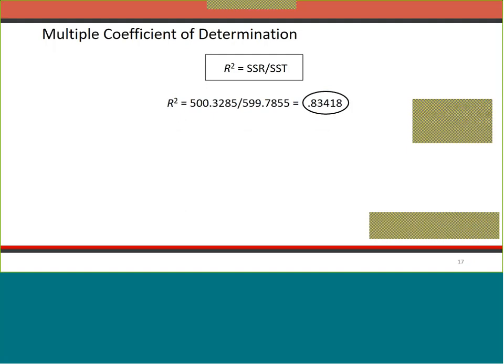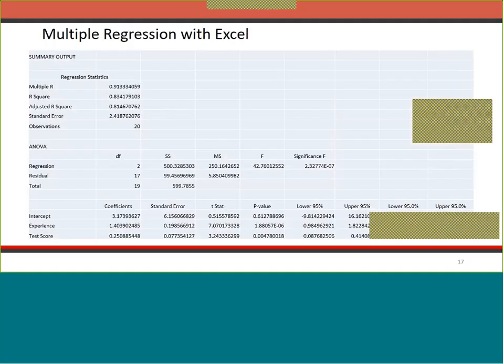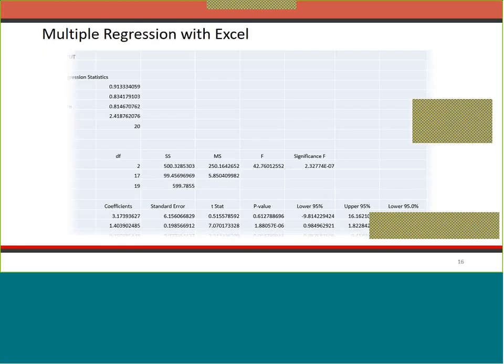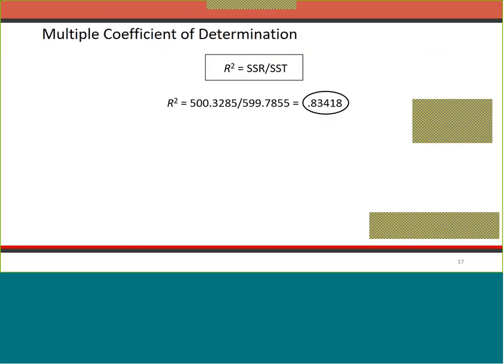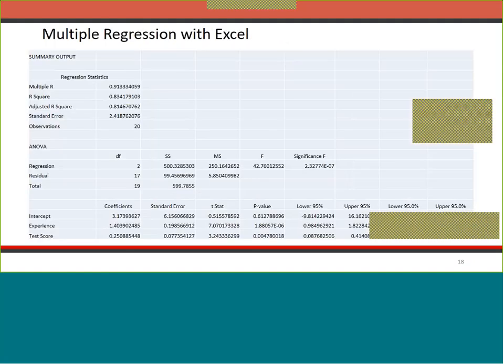Now the next one is coefficient of determination. Coefficient of determination is given by SSR by SST. That's what you have understood. So here the coefficient of determination is this. So this is the coefficient of determination, R square.